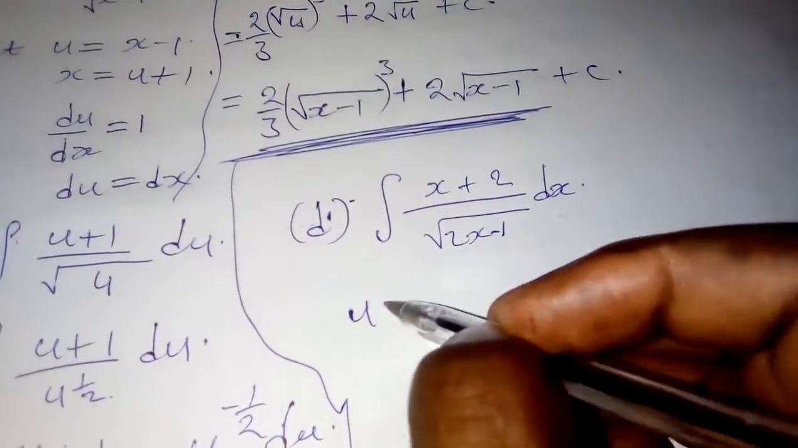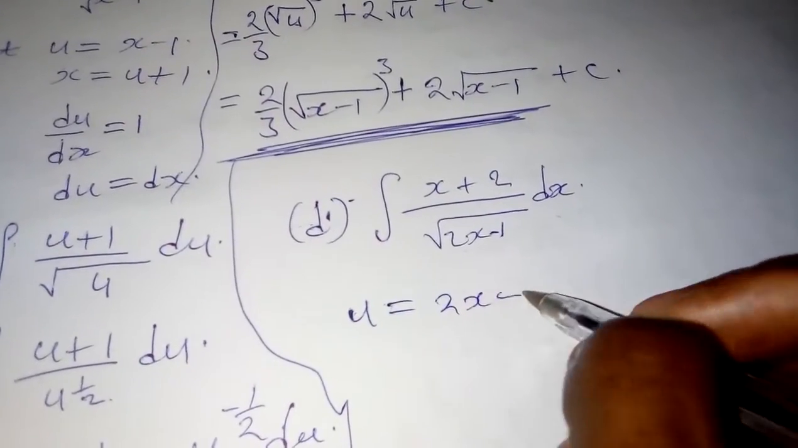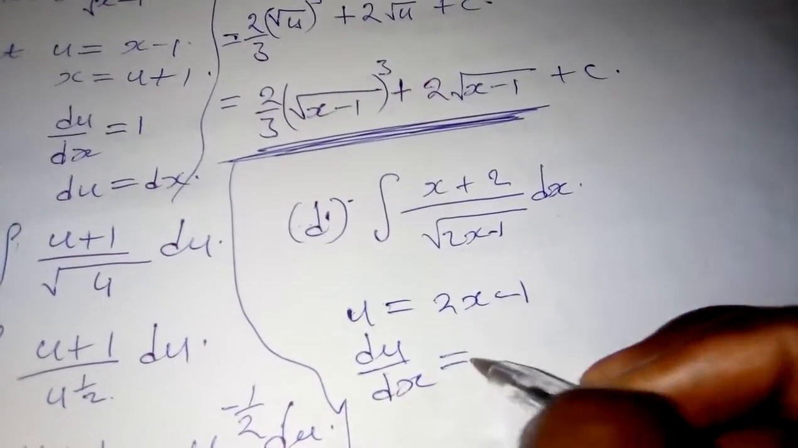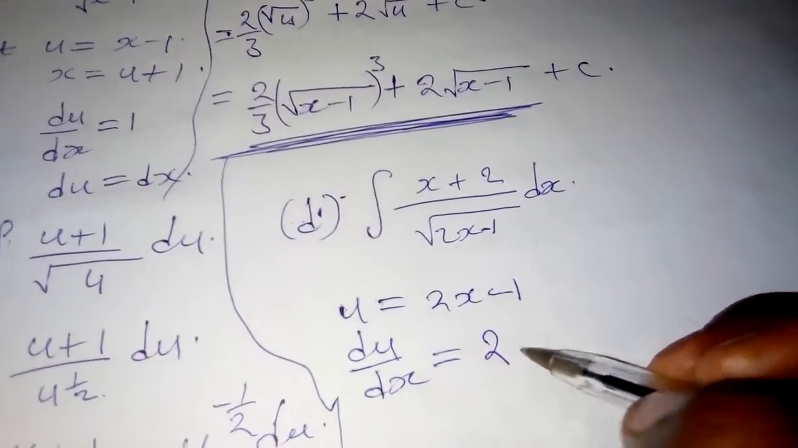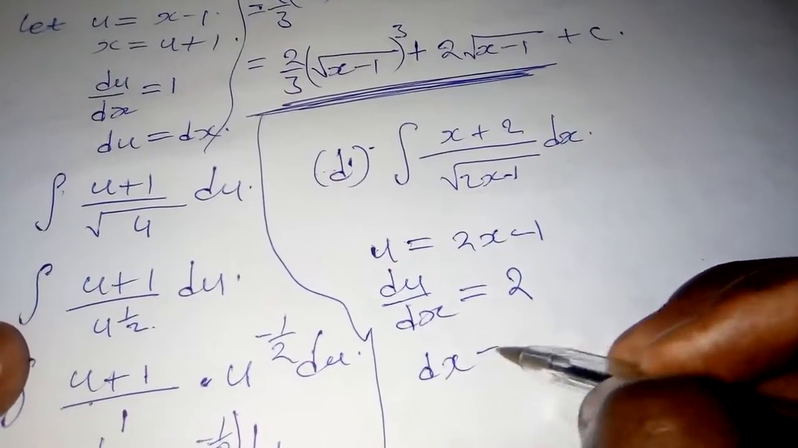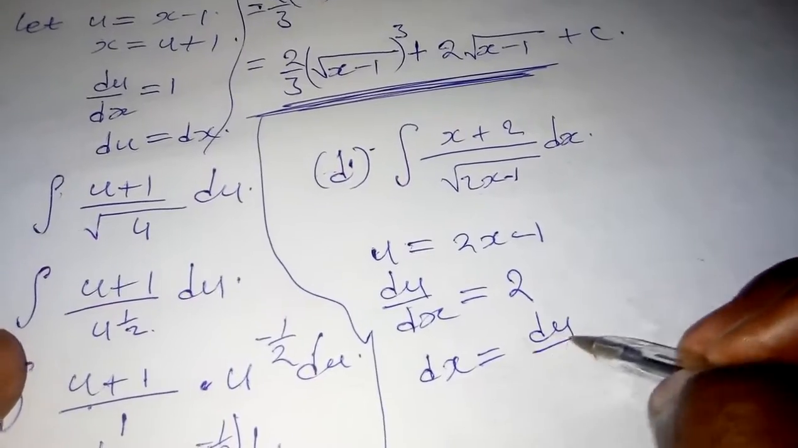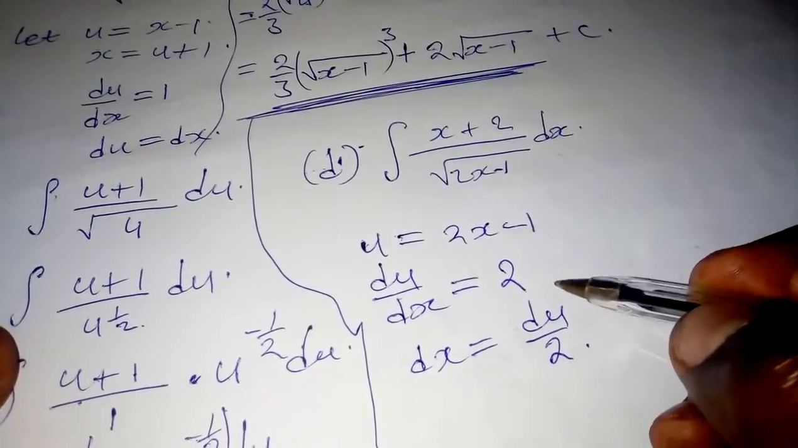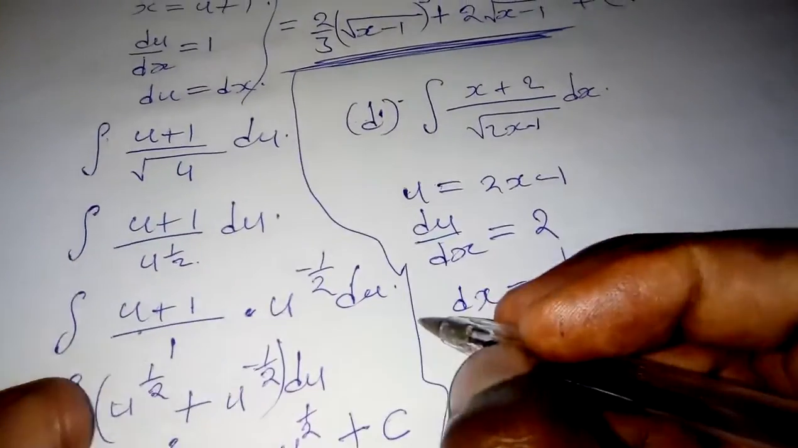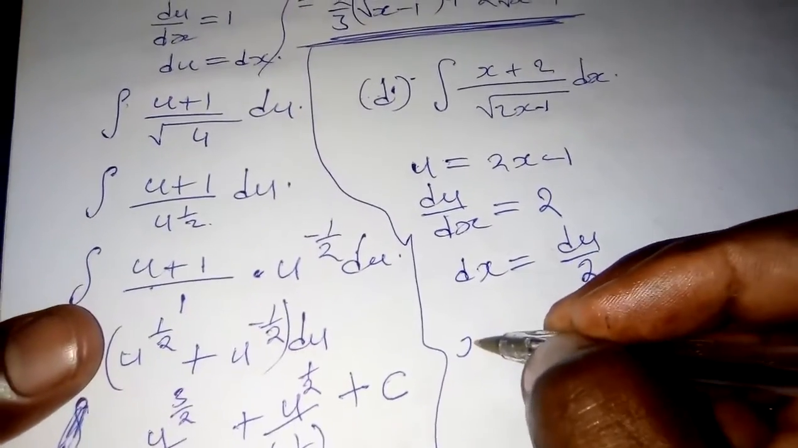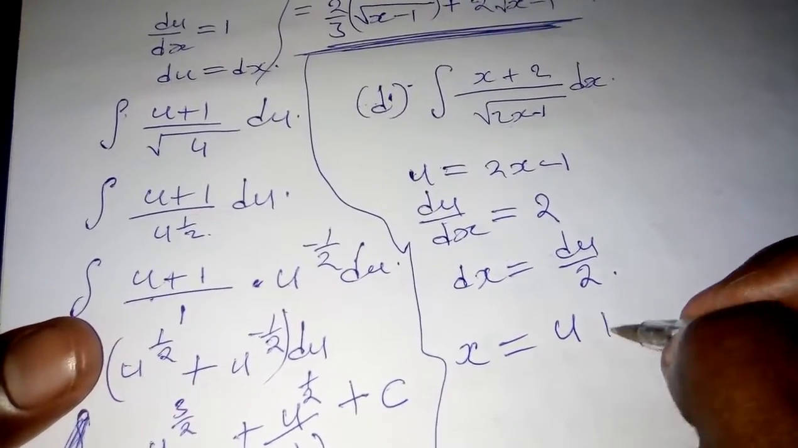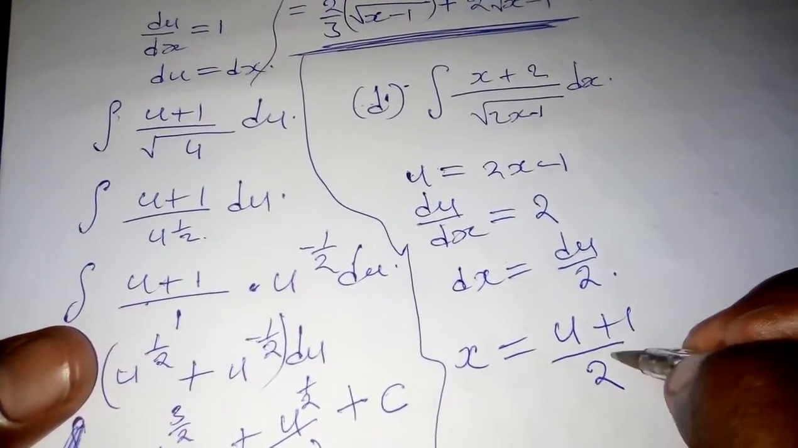You let your u be equal to 2x minus 1, so that when you find du dx you have 2, so that your dx will just be du over 2. Then again you can make x the subject of the formula. When you make x the subject, you are going to have u plus 1 over 2.